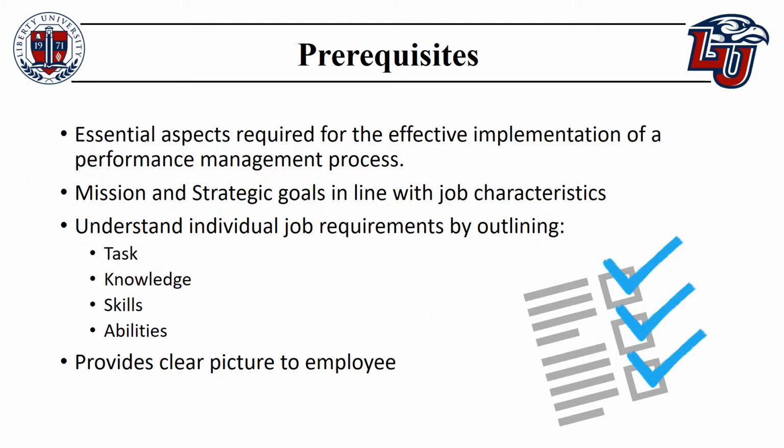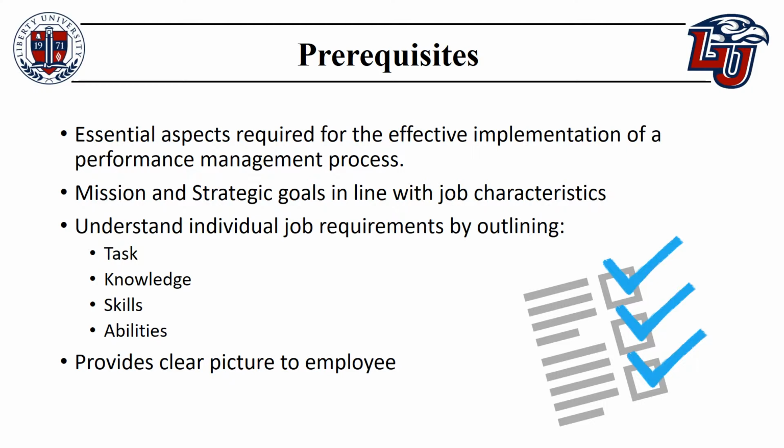The first component is prerequisite. Prerequisites are those things that need to be in place in order for the performance management system to effectively function. This includes things like mission and strategic goals of the organization and how each job relates to them. Additionally, you need to understand the job itself by identifying the task, knowledge, skills, and abilities. Our text states that job descriptions are a key prerequisite for any performance management system because they provide criteria, i.e., a yardstick, that will be used in measuring performance.